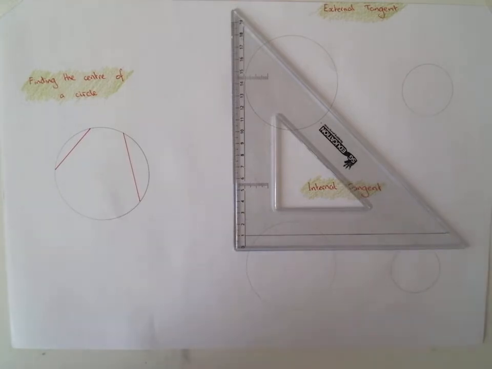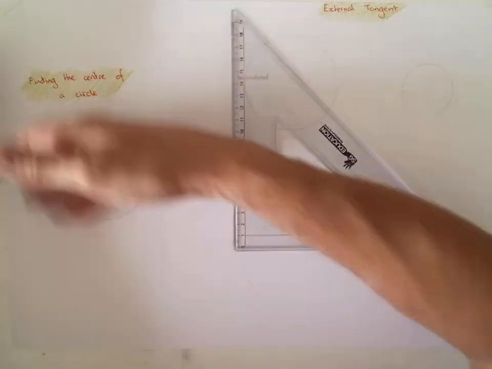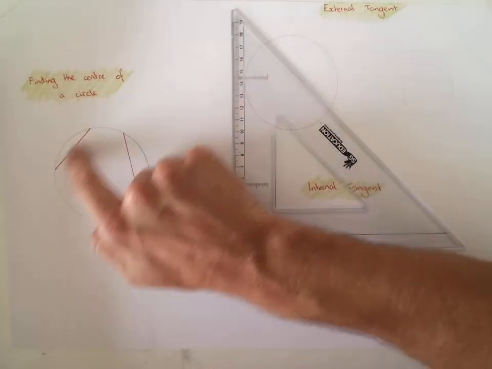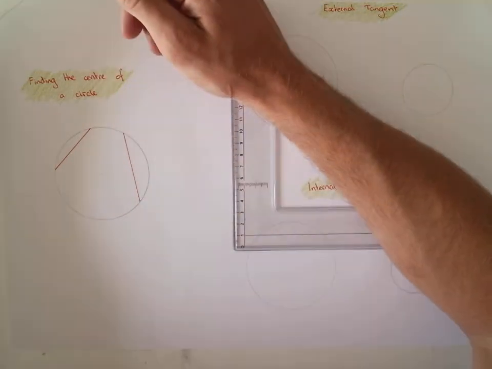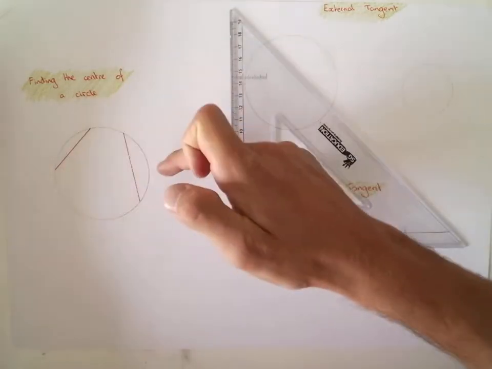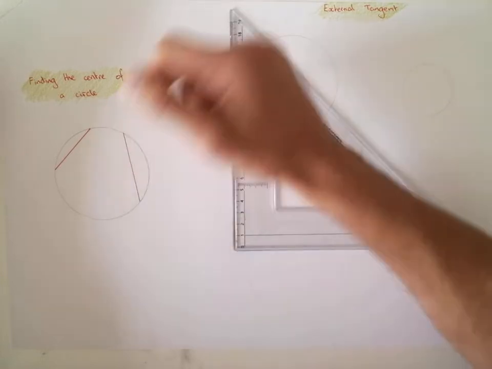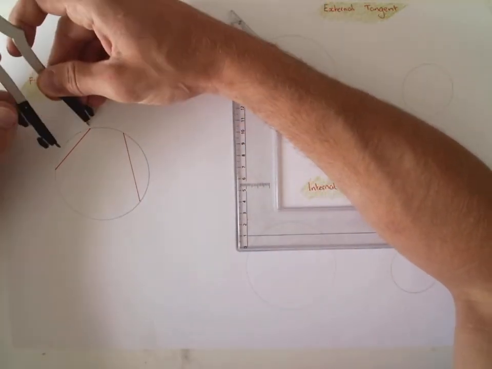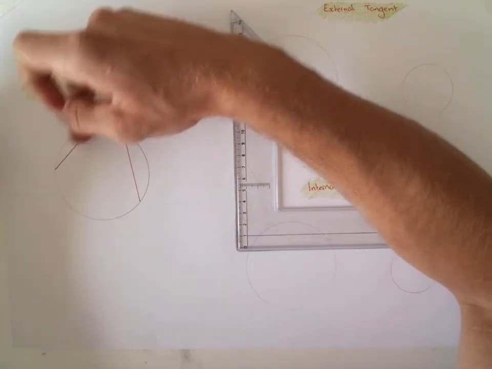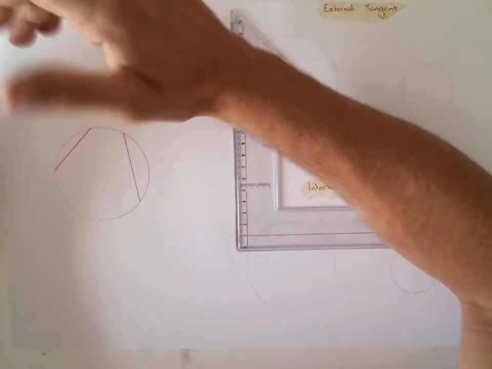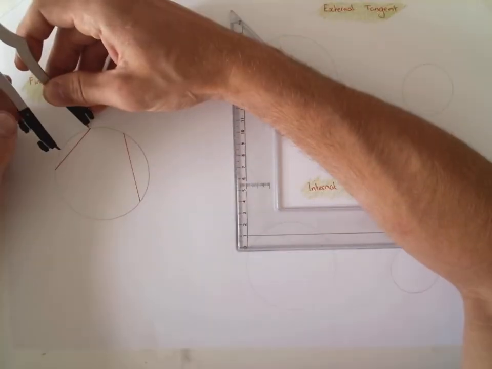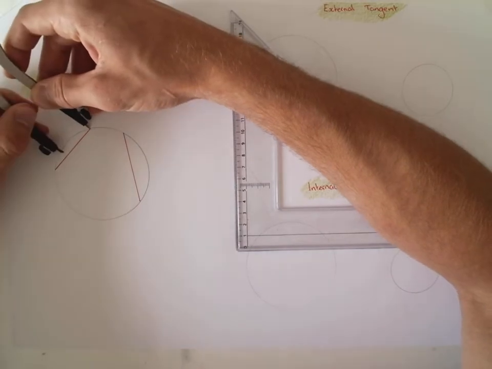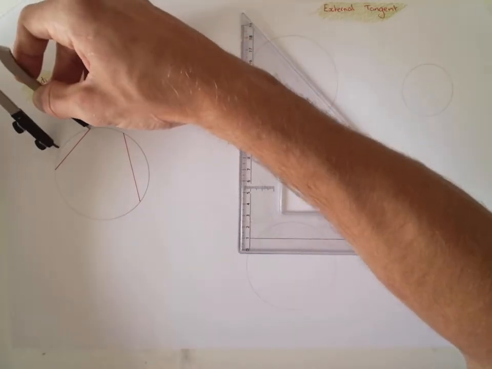Next thing, we're going to grab our compass. So what we're going to do is bisect both of these chords, and the bisectors of those chords will meet in the center. So we're going to go ahead and bisect. As always, just pretend it's a normal line, forget that it's within a circle for a second, and just bisect that line. So you want to extend your compass greater than halfway, describe an arc either side of the line.